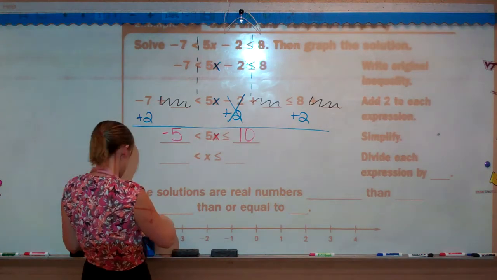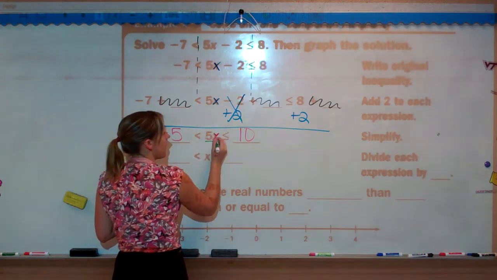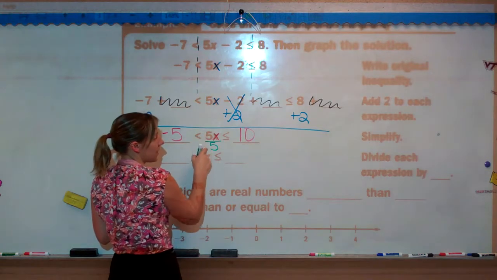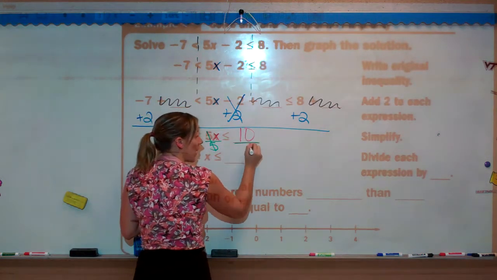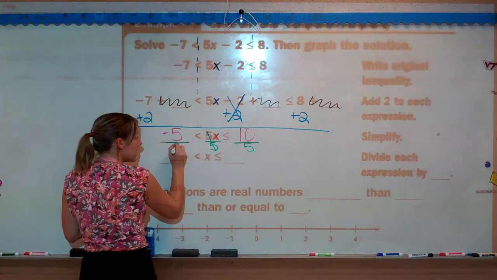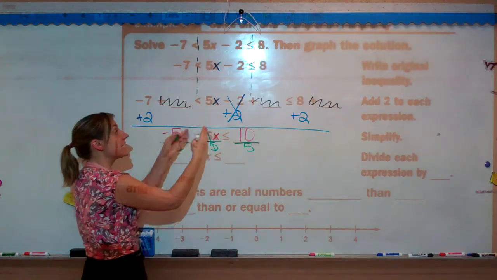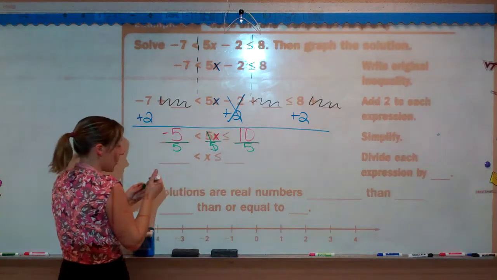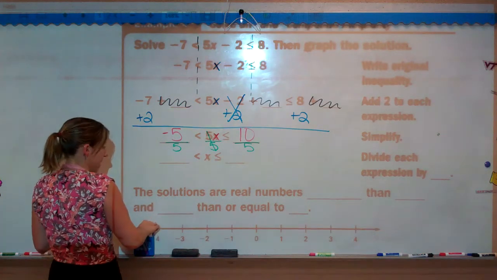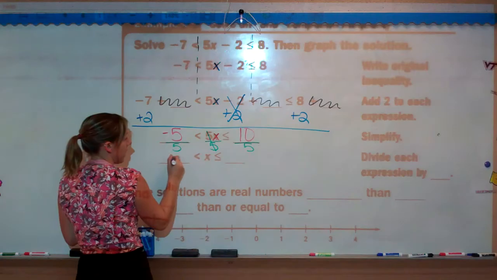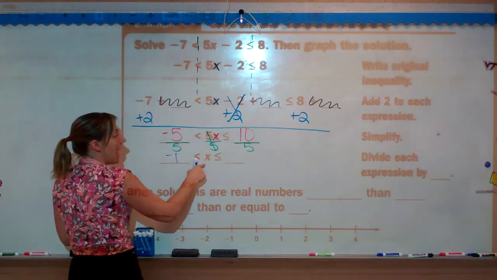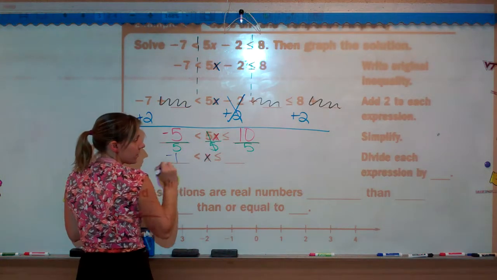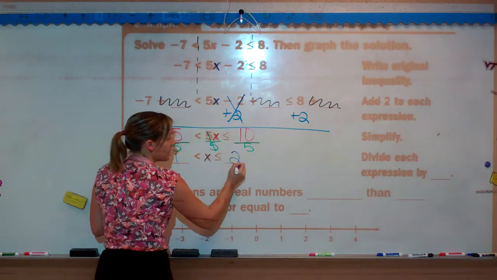So I divide not only the middle, because that will get rid of the 5, but the right and the left. Okay, so instead of doing it only to one other side, now you're doing it to both other sides. So then you actually can divide. -5 divided by 5 is -1. x is finally by itself. And then 10 divided by 5 is 2.